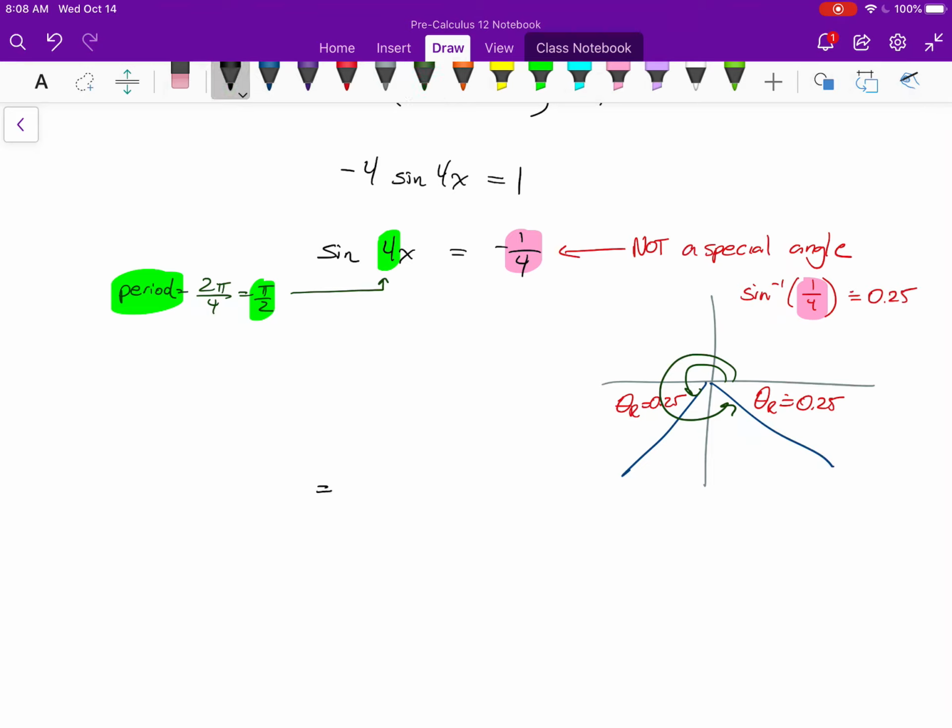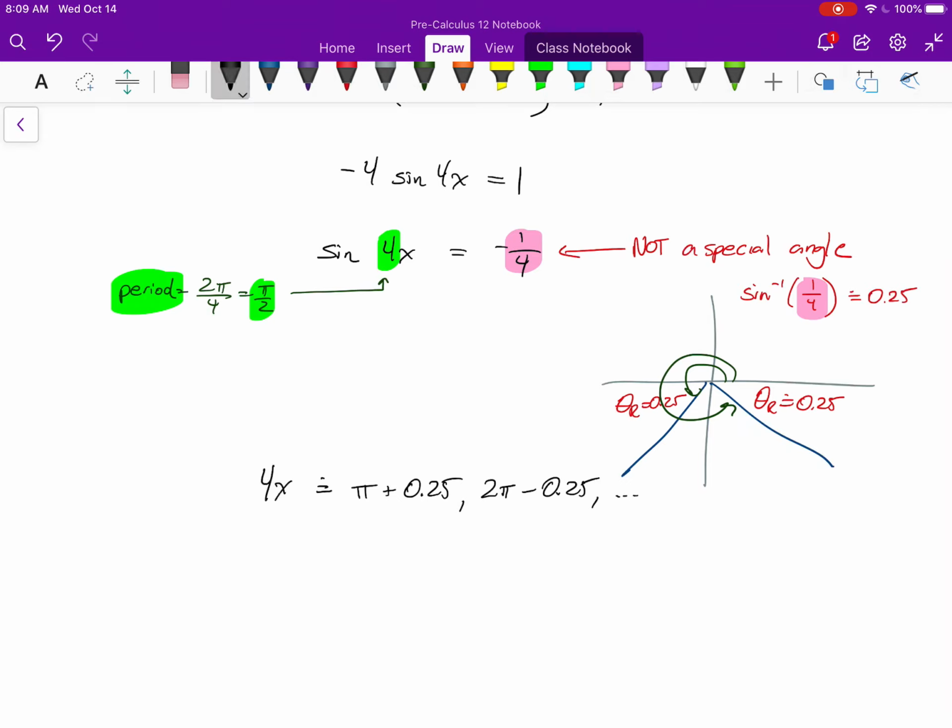Well, the first one is pi plus 0.25. And again, these are approximations, so I'll put a little dot over my equal sign. The second one I showed is 2 pi minus 0.25. Okay? Now this keeps going on and on and on, so I'll put a little dot, dot, dot there. However, what goes right here? Not x, but 4x.